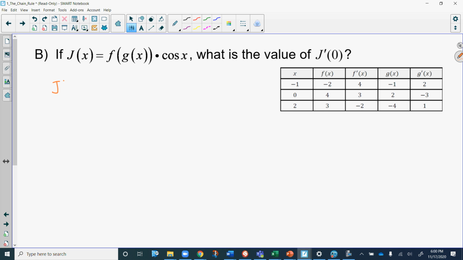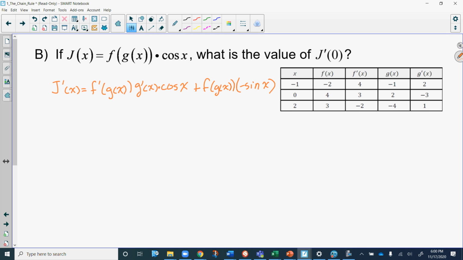So we'll say j prime of x. The derivative of the first part, we have to use the chain rule on, so I'm going to say f prime of g of x times g prime of x times the cosine of x. And now we're going to add the composite f of g of x times the derivative of cosine, which would be negative sine of x.